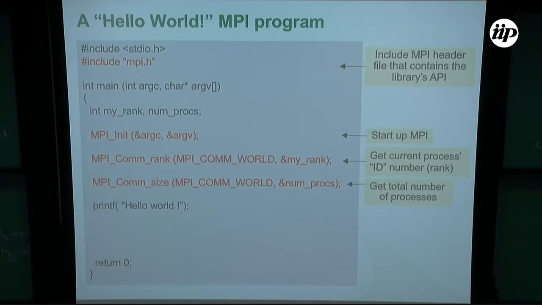And then, of course, we have our print statement. And then after you have done all the things you want to do, you need to call MPI_Finalize to close down MPI, and then you return the program.